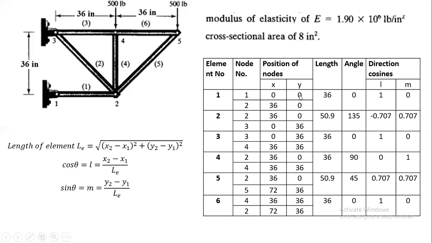Coordinates of node number 1 are 0 0. Coordinates of node number 2 are 36 0. Second element is connected to node number 2 and 3.